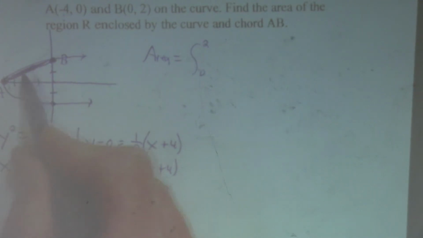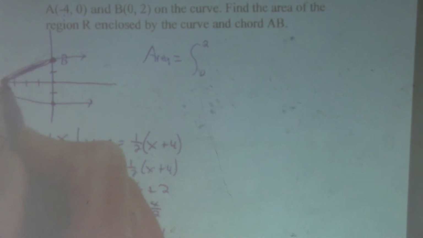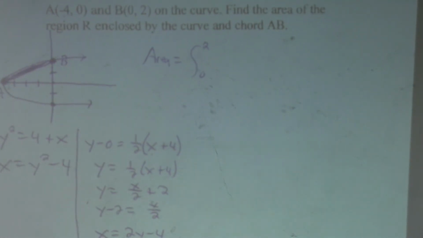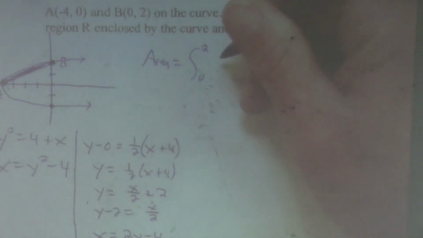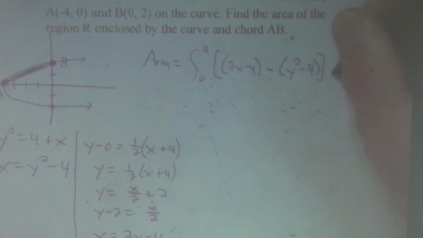So clearly the chord makes up the right edge of the shaded region, and the parabola makes up the left edge of the shaded region, if you can visualize that. So right minus left means the chord is going to go first. So that's 2y minus 4 minus y squared minus 4, and this is going to be dy.